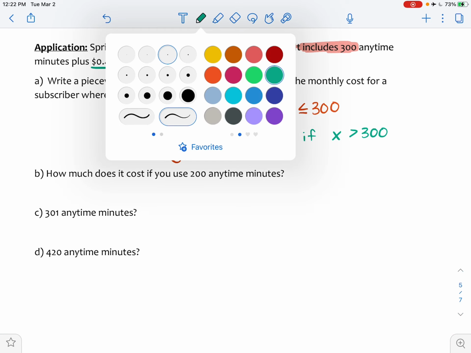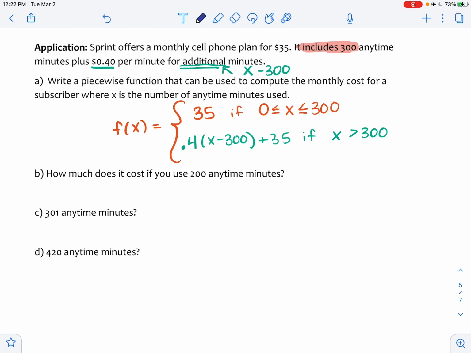All right, so now let's answer these follow-up questions. And the first one says, how much does it cost if you use 200 anytime minutes? So it's saying x is 200. Well, I need to look at the inequalities. Which inequality, if I plug in 200, would be true? Is 0 less than or equal to 200 less than or equal to 300? So basically saying, is 200 between 0 and 300? And yes, it is. If you were to check the other one, it would say 200 is greater than 300. And we know that that is not true. So therefore, I would plug x into this first line here. The equation is just y equals 35.